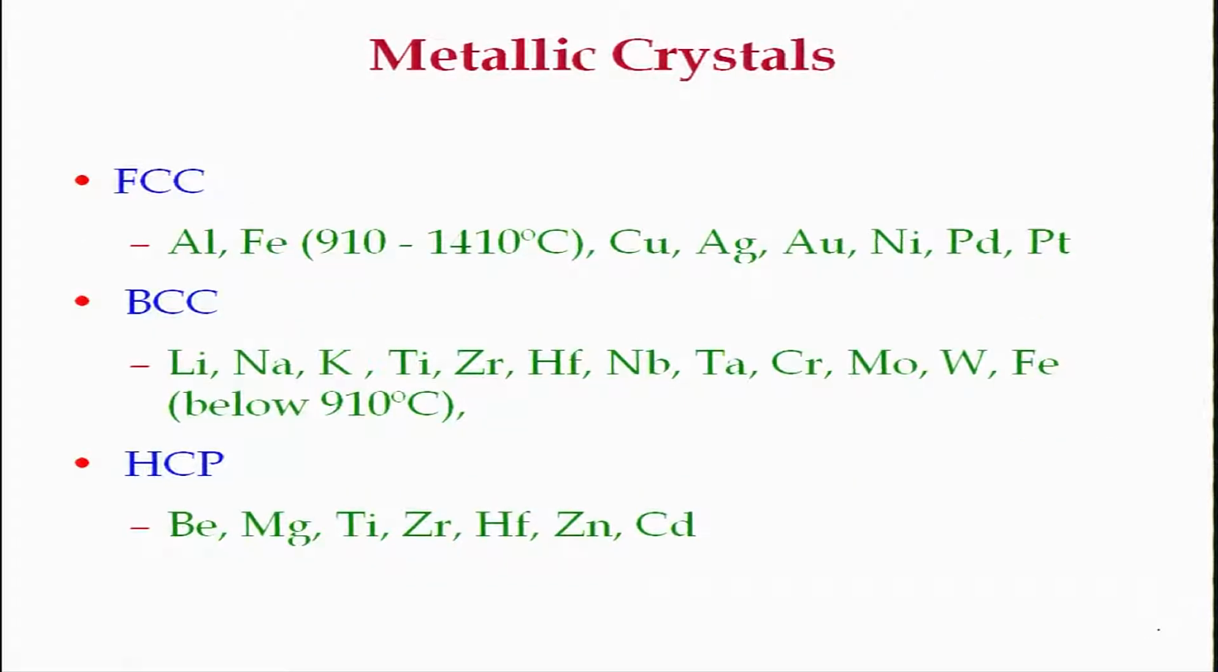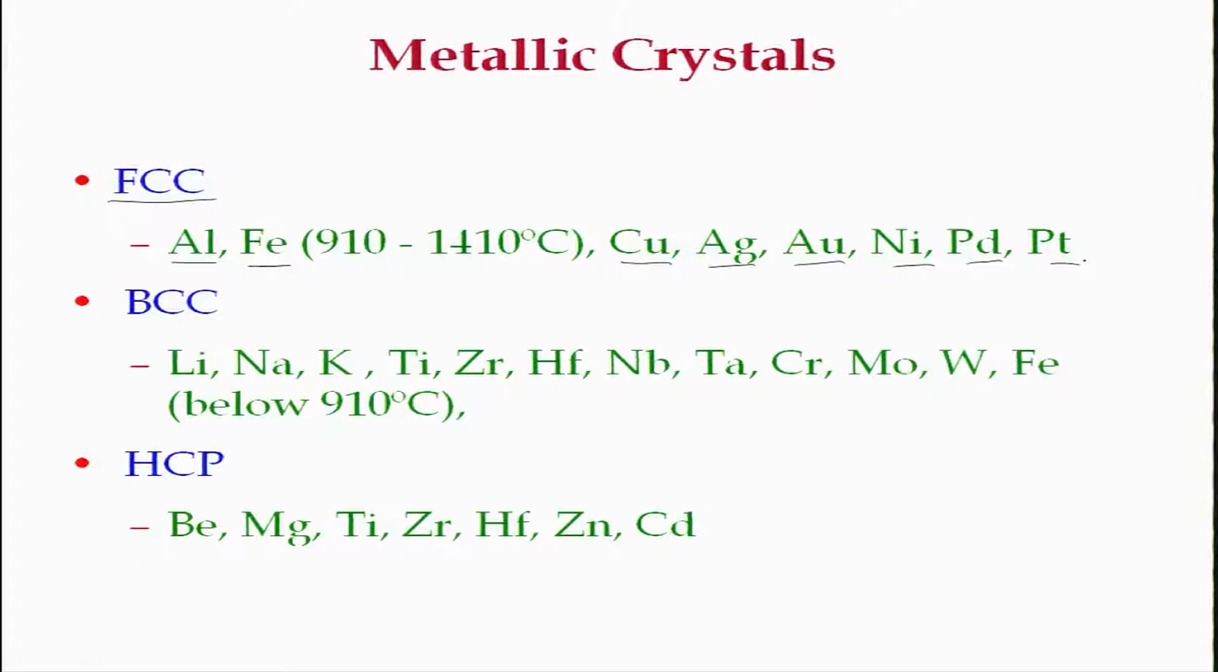So, metallic crystals, typically you can divide them into three structures by and large. FCC structured metals are aluminum, iron between 910 to 1410 degrees centigrade, copper, silver, gold, nickel, palladium, platinum, all of these are FCC structured materials. FCC means face centered cubic.